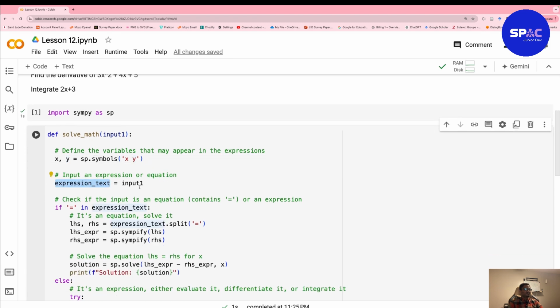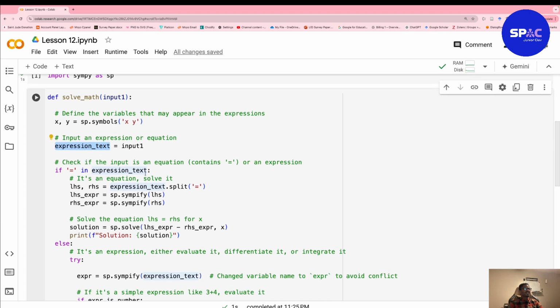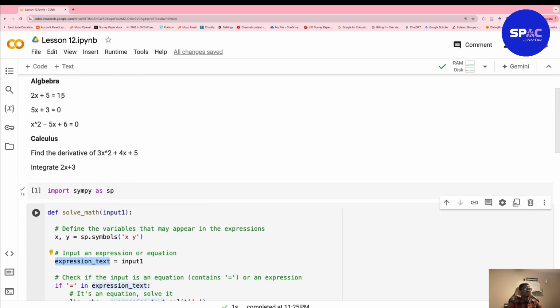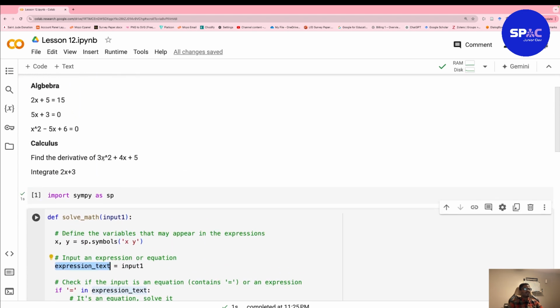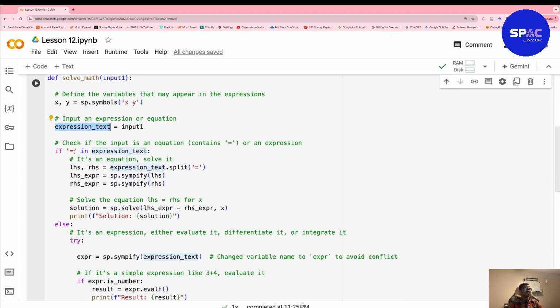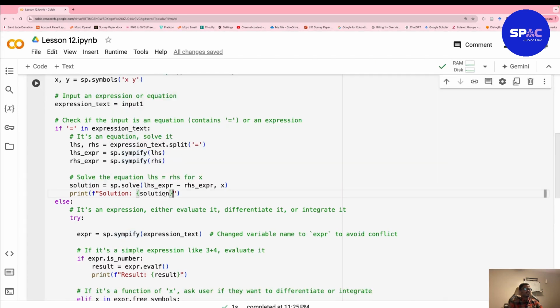Then this one, I'm just taking the input and putting it in an expression, okay. Then I want to check the input, if the input has equal to, right, because if the input has equal to, I want to solve it this way. If it does not have equal to, I want to solve it as a calculus, okay. But if it has equal to, then I split it, then I use this library to solve the equation. Then it will give me the result.